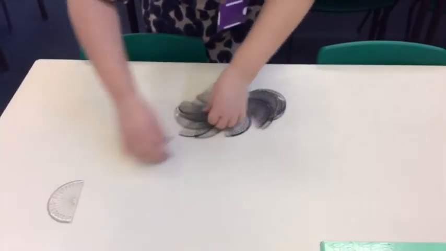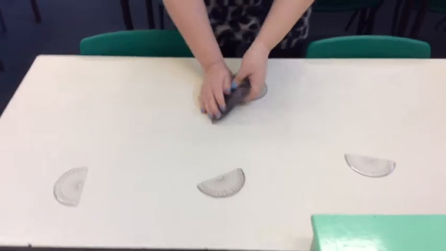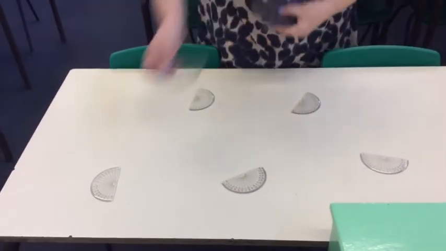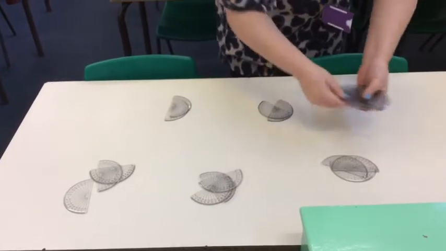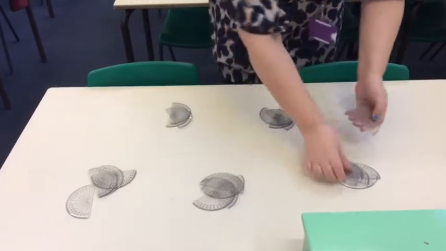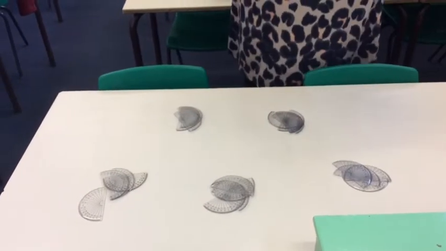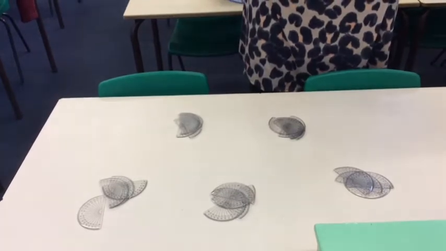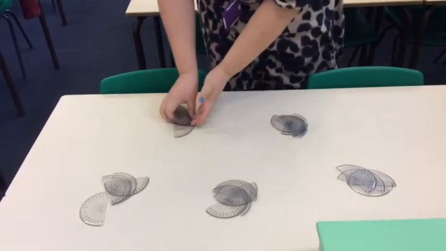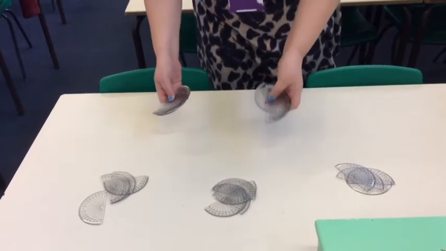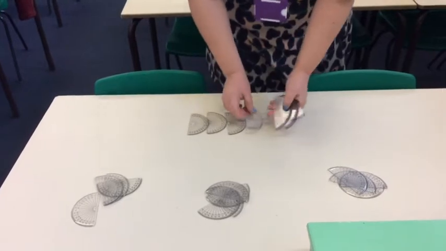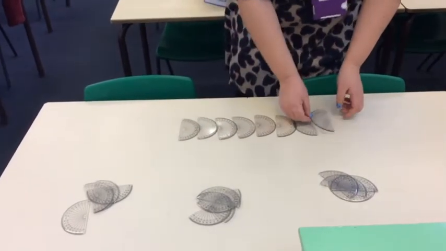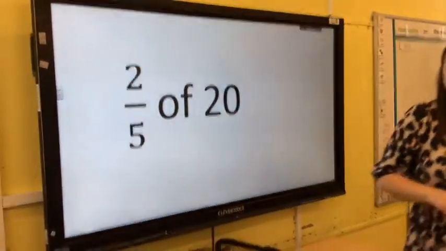I needed to split them into 5 groups. 1, 2, 3, 4, 5. Okay, so I just keep counting them out. And there's my 5 groups. Now, if we think back to the question, it asked me for 2/5 of 20. So I don't just want to count one group, I need to count 2 groups. Okay? So that means 1, 2, 3, 4, 5, 6, 7, 8. Okay, so 2/5 of 20 would be 8.